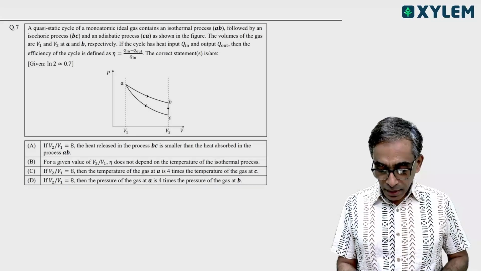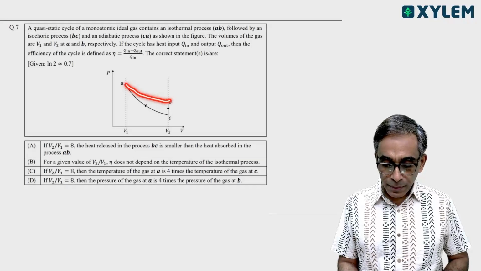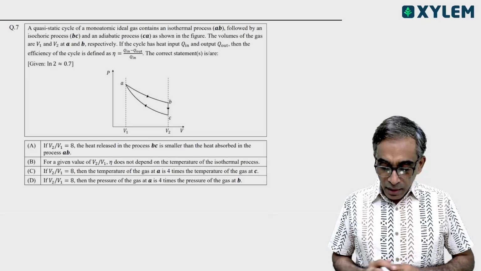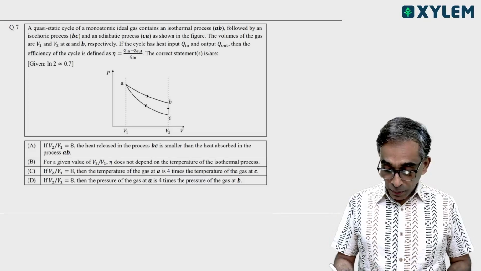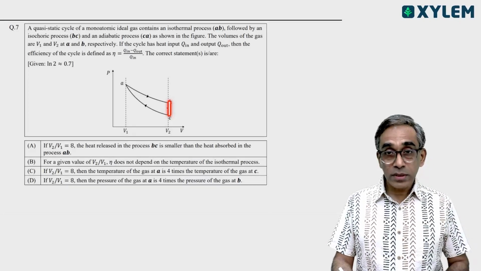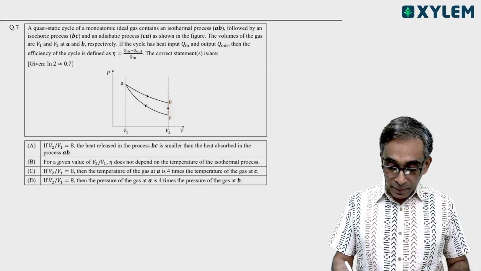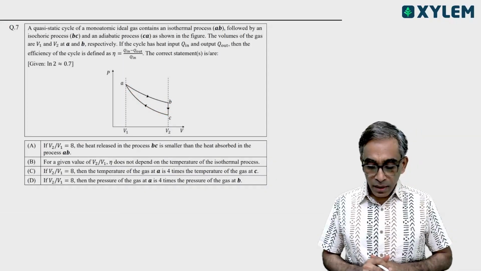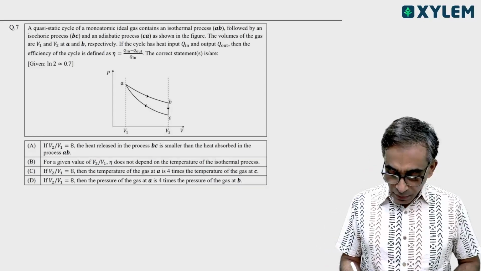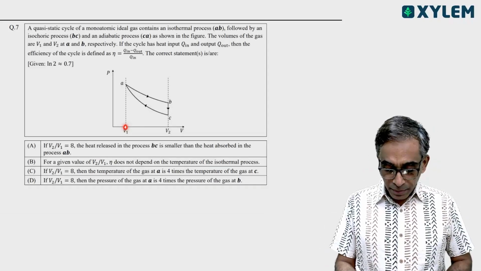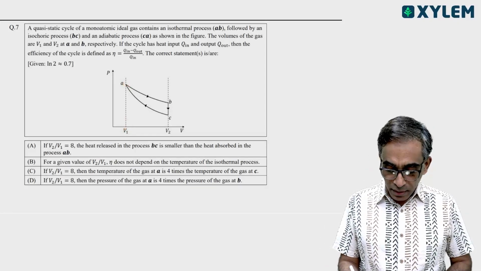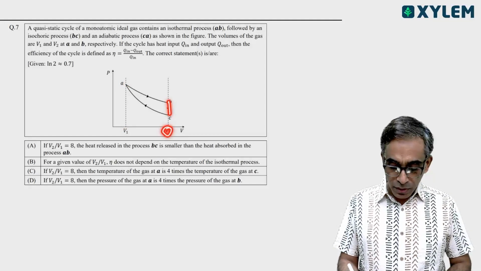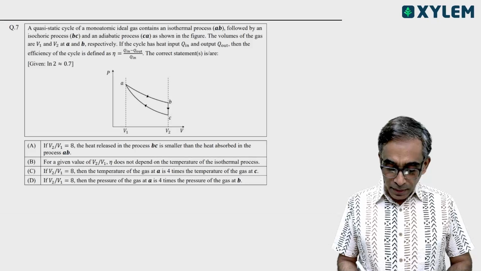AB is marked as an isothermal process, followed by an isochoric process BC, constant volume, and an adiabatic process CA, as shown in the figure. The volume of the gas is V1 initially, and in the isochoric process the volume is V2 at A and B respectively.